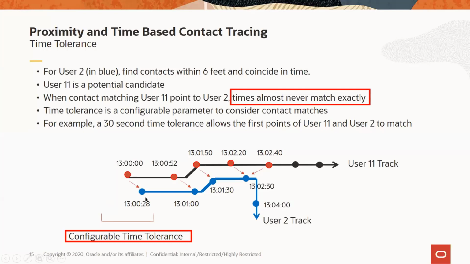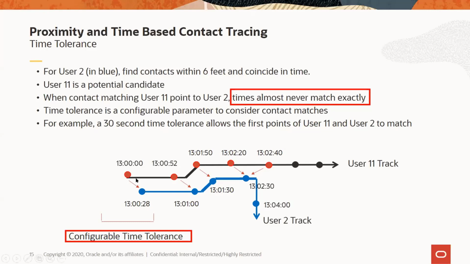Generally, it should be a function of the collection rate of the data. So if my data is being collected every 30 seconds, I might make my time tolerance something like 60 seconds, right? If my data is being collected every second, I might make my time tolerance something between 3 and 5 seconds. So the time window should be a function of the collection rate of your data.